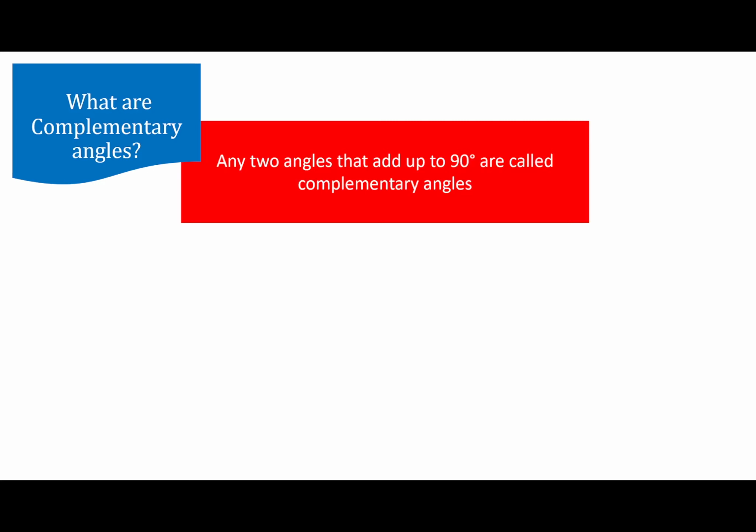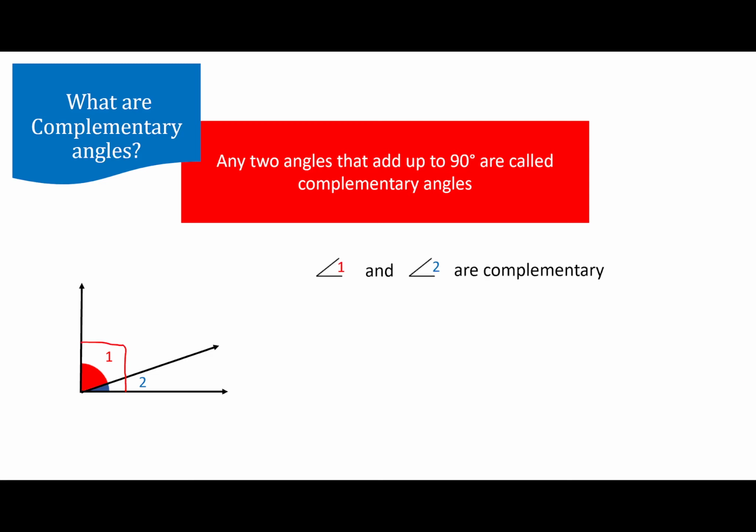What are complementary angles? Any two angles that add up to 90 degrees are called complementary angles. So 1 and 2 here are complementary. This here is a right angle, okay? So 1 and 2 are complementary. 1 plus 2 is equal to 90 degrees.